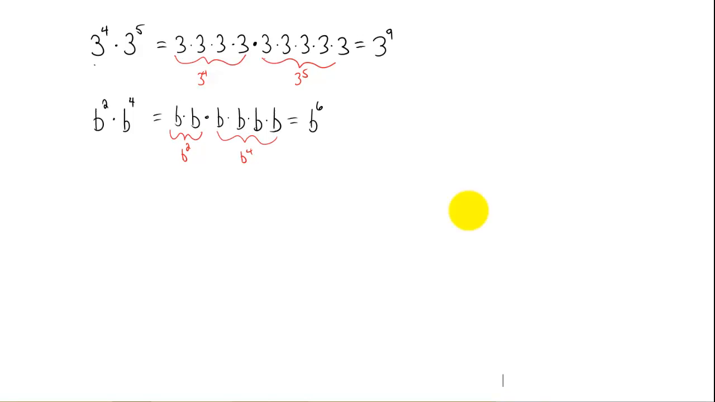And you may already recognize that rule. If your 2 bases are the same and you're multiplying them together, to get the result you can add the 2 powers. You'll notice that 4 plus 5 equals 9. And you'll notice that 2 plus 4 equals 6. So what we want to do is write down a general rule that's always going to be true regardless of what the base is and regardless of what the powers are.